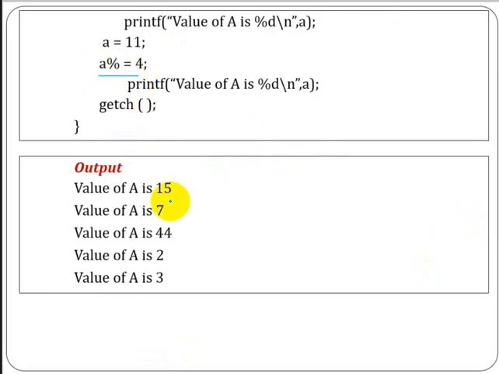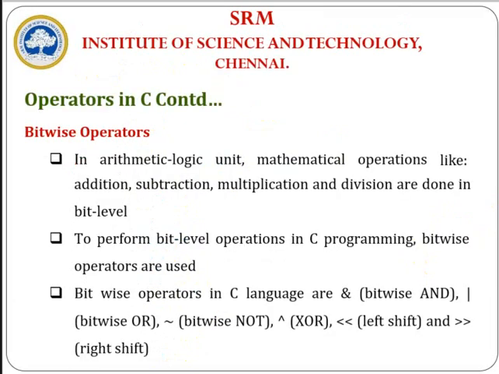Modulus. So you will get your output 15, 7, 44, 2 and 3. Just try this in your machine. And then the other operator is nothing but the bitwise operator. Whenever you are working with the bits in the binary representation, there come these bitwise operators.